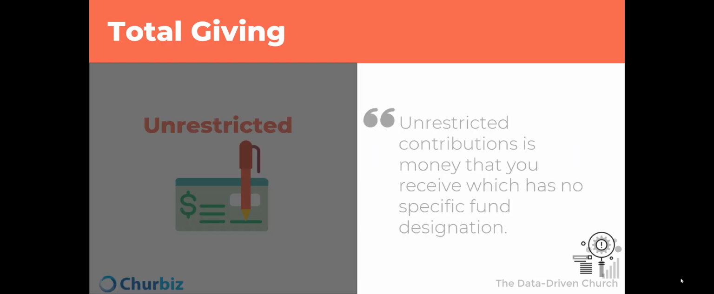So in a nutshell, unrestricted contributions is money that you receive which has no specific fund designation. In churches, we generally see this in our Sunday morning tithes and offering. Typically, people don't specify what funds or donations should be going to, so the church can use that income toward any fund that it sees fit. This could be to pay the rent or the mortgage, or any church expenses, salaries and benefits, or any type of savings and investing. Unrestricted funds are just that, unrestricted.